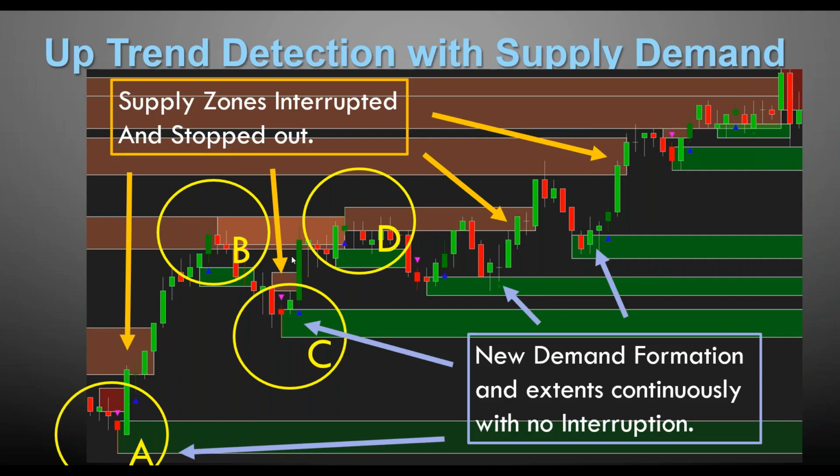This is just to show how an uptrend looks using supply and demand zones, higher highs and higher lows. You need to look particularly at the demand zones. Once created, they are not interrupted; they keep extending on the lower side. On the top, you can see that the supplies are getting interrupted or stopped out. That's a clear indication that the uptrend continues.